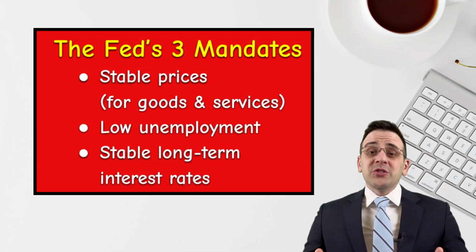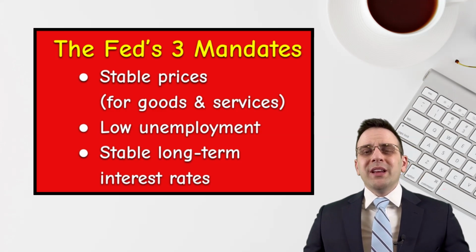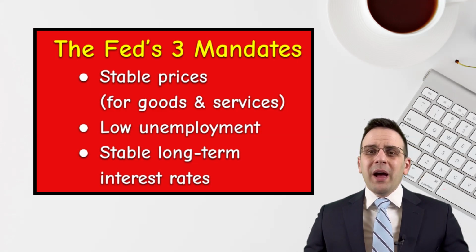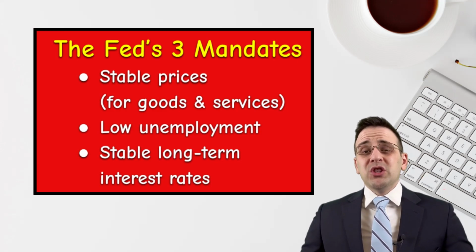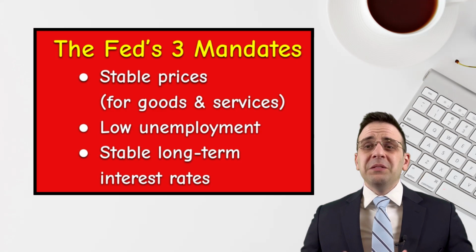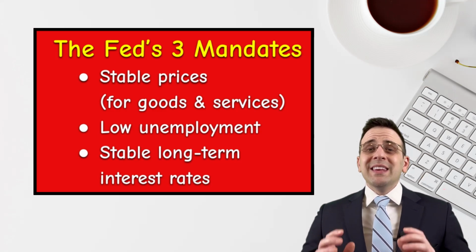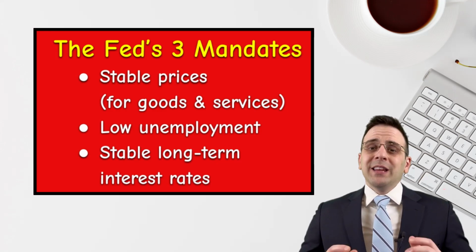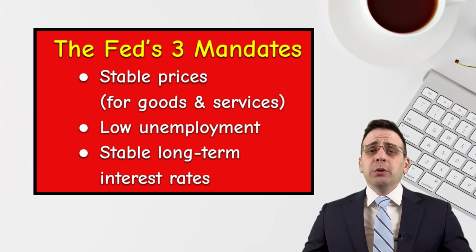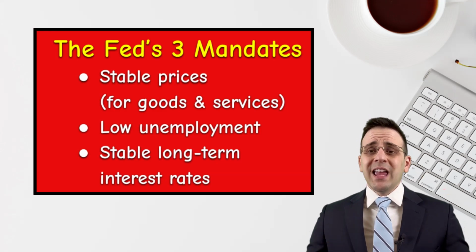The Fed was created by Congress in 1913 and now has three primary responsibilities or mandates. First, it must work to keep prices stable. We'll talk about this one in a minute. Second, it must work to achieve maximum employment in the U.S. In other words, keep unemployment as low as possible. And the third, lesser known mandate is to keep long-term interest rates stable.